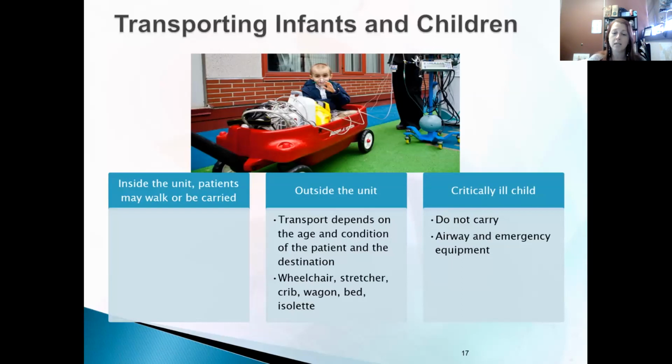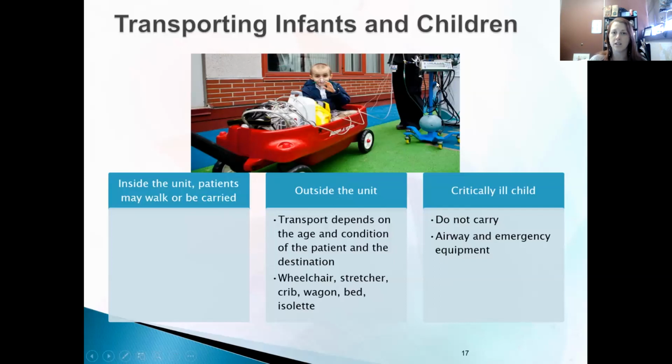That's one way to do it. Other ways would include things like the stretcher or the gurney, or using the crib or the wagon, the bed or the isolate, just depending on what that age appropriate bed would be for that patient you can use for transportation. Kids love wagon rides, and I've got this picture up here with this kid in the wagon.